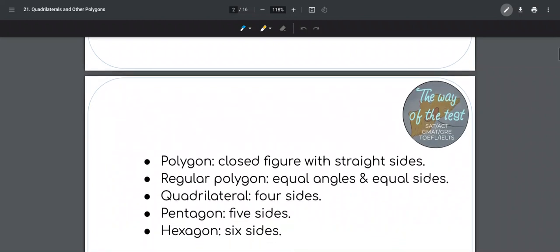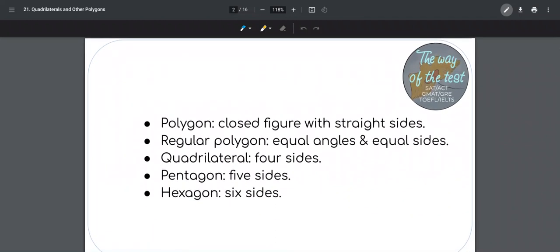A polygon is just a closed figure with straight sides. Just like a triangle is a closed figure with straight sides that is created by drawing three straight lines, right? So a polygon is a closed figure with any number of sides, which means a triangle is a polygon. Regular polygons are called regular because they have an equal measure of angles and an equal measure of sides. And from here we have the most popular, which are the quadrilateral with 4 sides, the pentagon with 5 sides, and the hexagon with 6 sides.